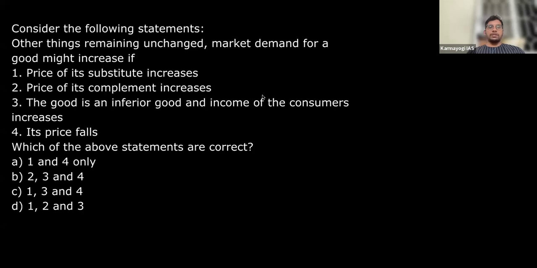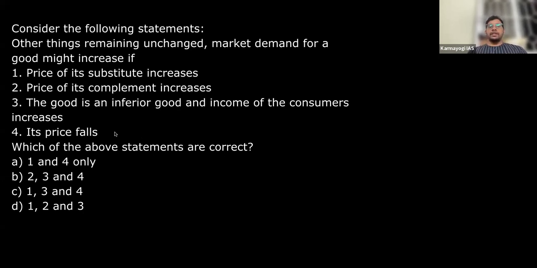Consider the following statements. Other things remain unchanged. Market demand of a good might increase if: other things are unchanged. Just understand, when the market demand is increased for a particular good, the price of its substitute increases, the price of its complement increases, the good is an inferior good and income of the consumer increases, or its price falls.